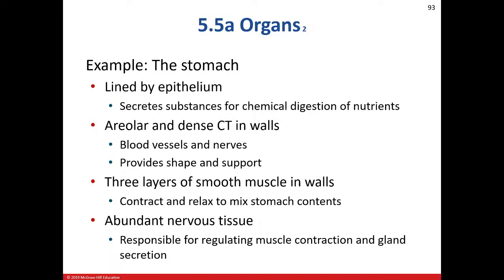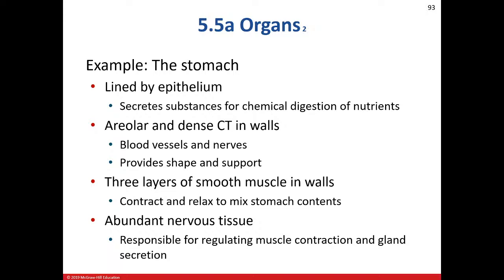all right. The areolar and dense connective tissue give the wall its shape and support. They also carry blood vessels through. They are vascular tissues. Then you see 3 layers of smooth muscle in the wall of the stomach. It contracts and relaxes to mix the stomach contents. We'll talk about that in the GI unit, the different ways it can contract.